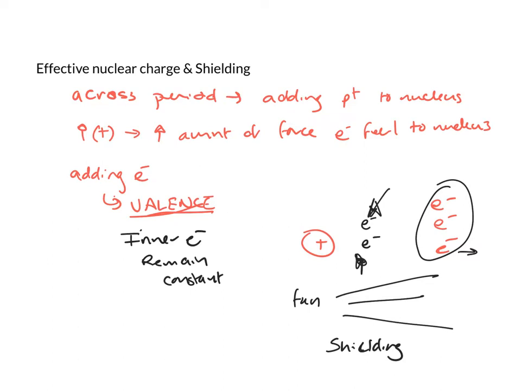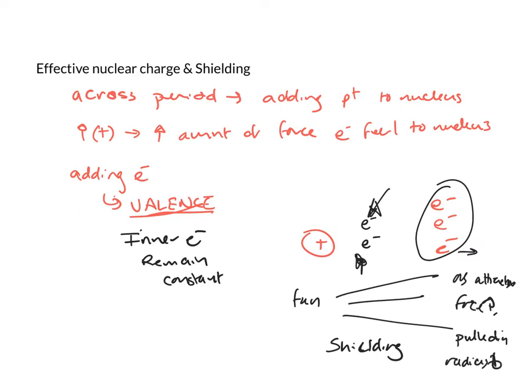The more attractive force they feel, the smaller the radius will be. So as the attractive force increases, those electrons are going to be pulled closer to the nucleus, which means the radius is going to go down.